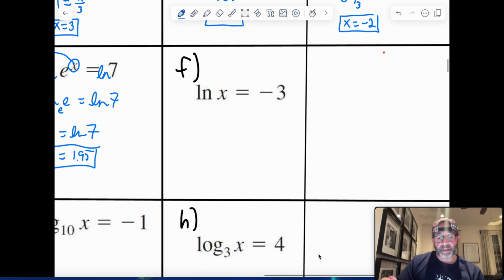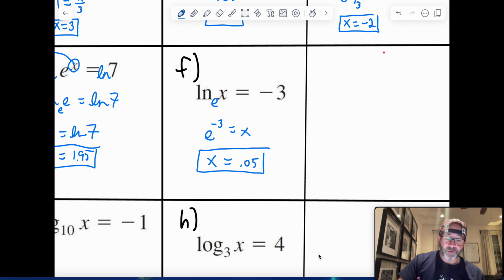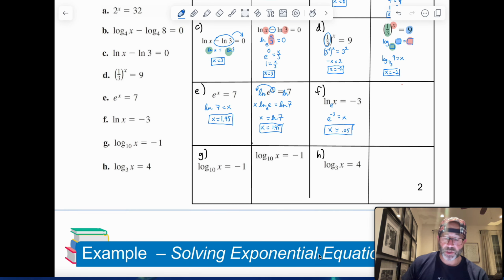All right, letter F. We're going to have the conversion. We're going to go e to the negative 3 is equal to x. So we put that in, e to the negative 3. We're going to get that x is equal to 0.05. Normally, I would go probably a few more decimal places with these. I would normally go about 4 decimal places. But for the sake of the problem, I'm just putting it to 2 for right now.